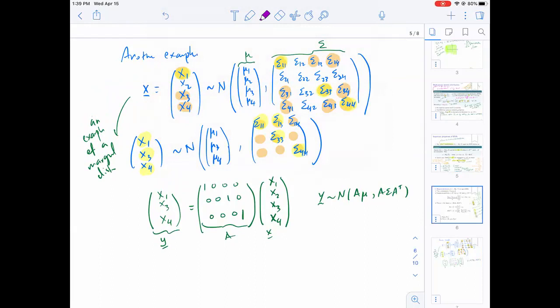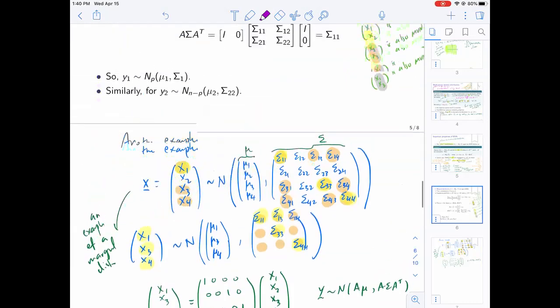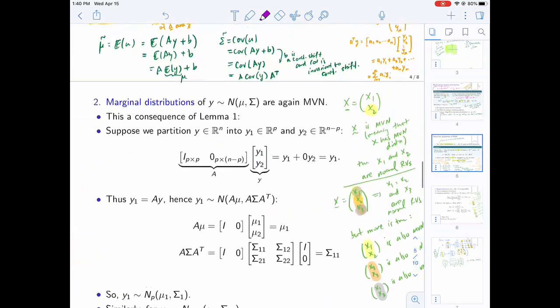Does that make sense? It's a special case of an affine transformation. You can always find a linear transformation that maps a vector to another vector consisting of a subset of its elements, and then you can use that result to derive the distribution. The general case is done like this.